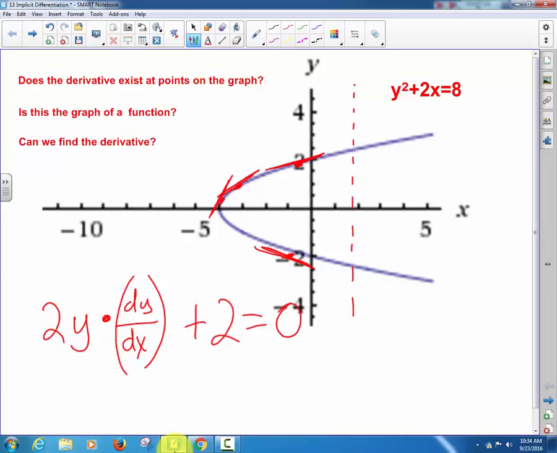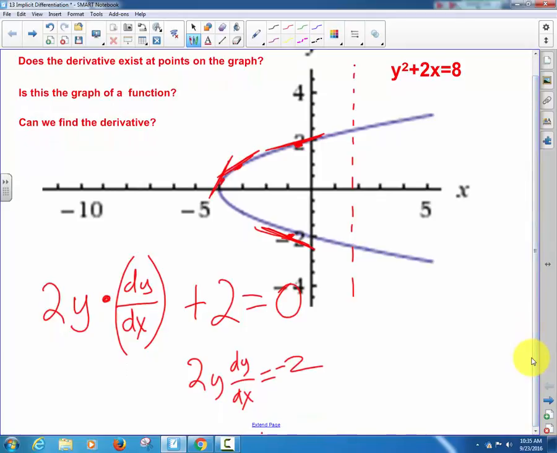So suddenly we have an expression. Now, how can you find out dy dx here? What do you need to do to solve this for dy dx? What do you need to do to get dy dx by itself? It's just straight old algebra now, okay? So we're going to subtract 2 from both sides. We have 2y dy over dx equals negative 2.